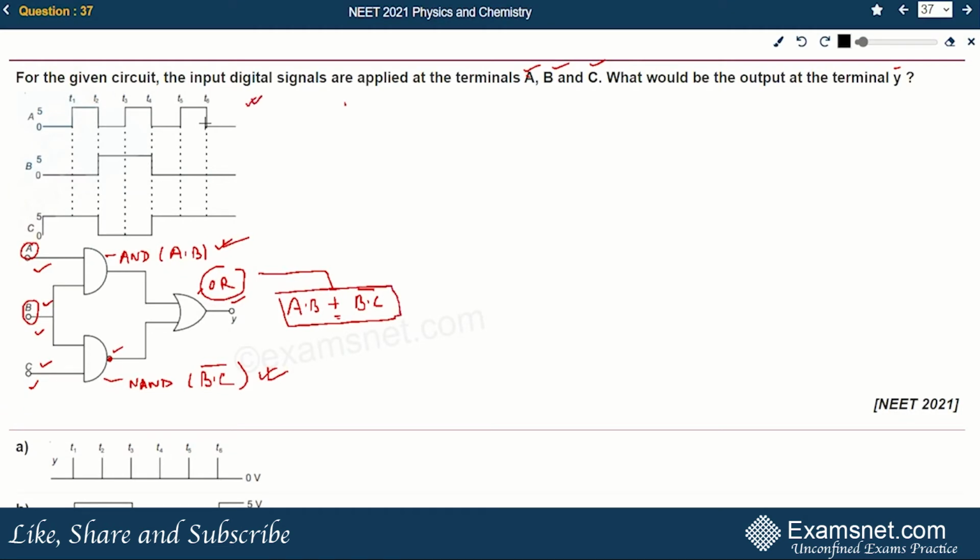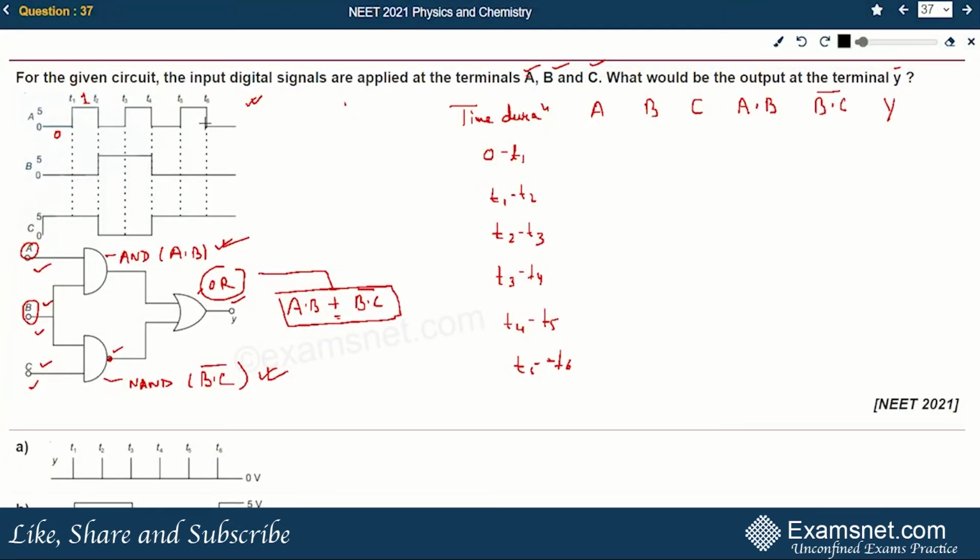Now let's have a look at this figure, the upper one. Here you can see that some lines are lower whereas some lines are raised up. So the lower lines will have the value 0 whereas the upper lines will have the value 1. Let's make a table first to understand this well. First of all, we'll write the time duration: 0 to t1, then t1 to t2, then t2 to t3, t3 to t4, t4 to t5 and then t5 to t6, right? Here we'll write the values of A, B and C separately. Then we'll write the value of A dot B, then B dot C bar, and then the final output Y, that means A dot B plus B dot C bar.